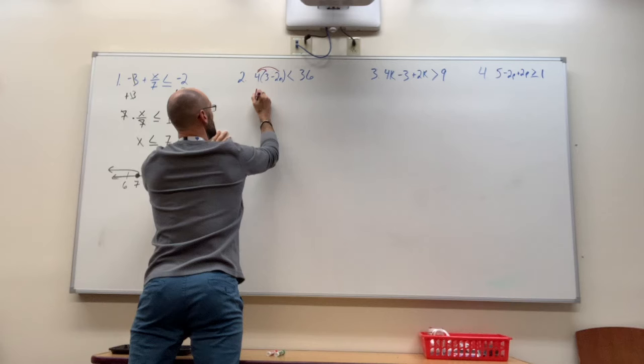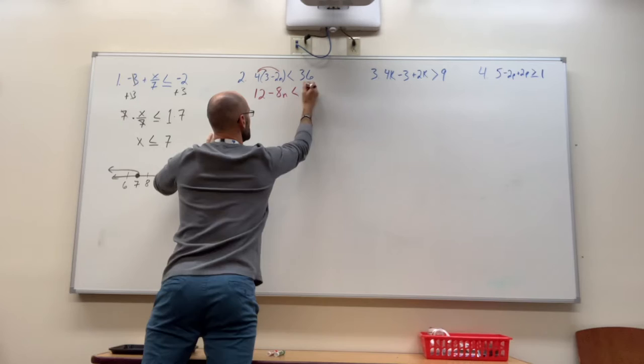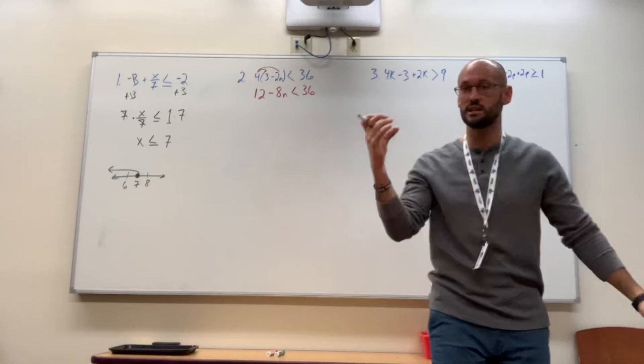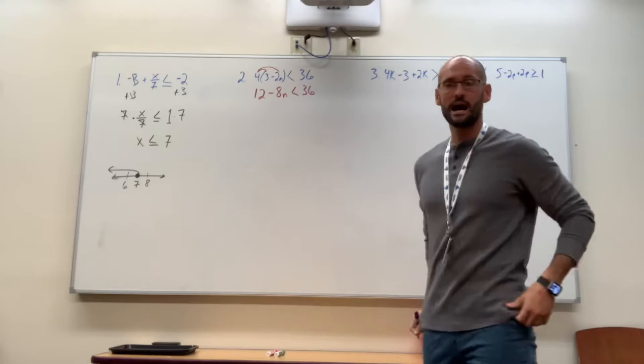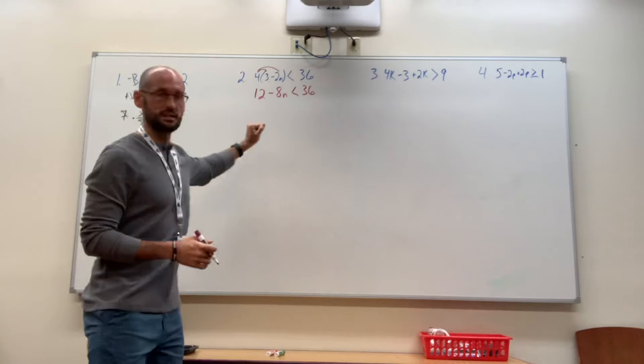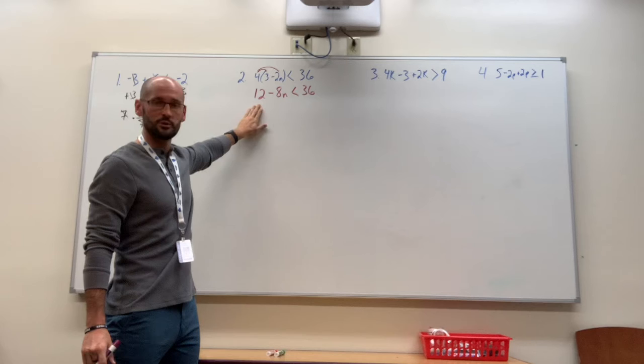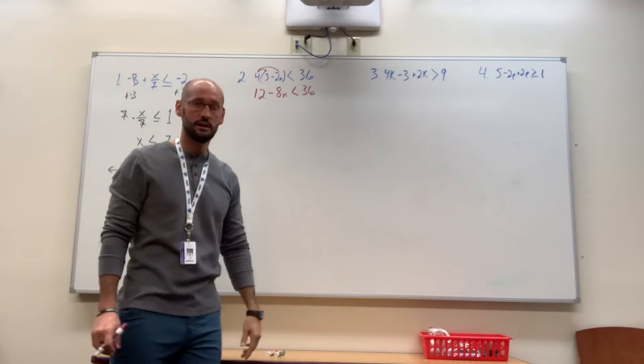You get 12 minus 8n less than 36, right? That's the distributive property. I've seen lots of you do that. Whenever there is a number smooshed right outside grouping symbols or parentheses, you have to multiply that in. All right, now we're back to where we started, like we had in number one. I have to start moving anything that is on the side of the variable to the other side. What's being done? N is being multiplied by negative 8, and then that's being combined with the 12. How do we undo a positive 12? How do we move that to the other side? Well, the inverse of a positive is a, that's right, negative.